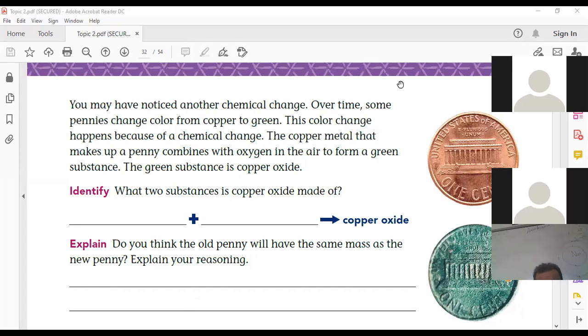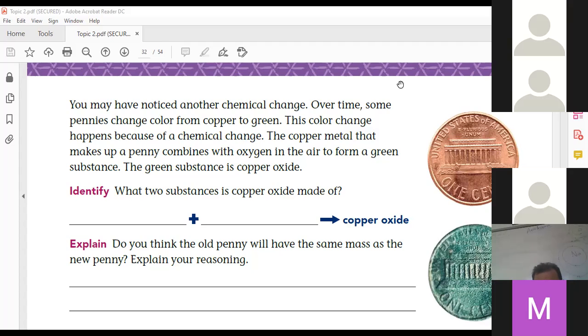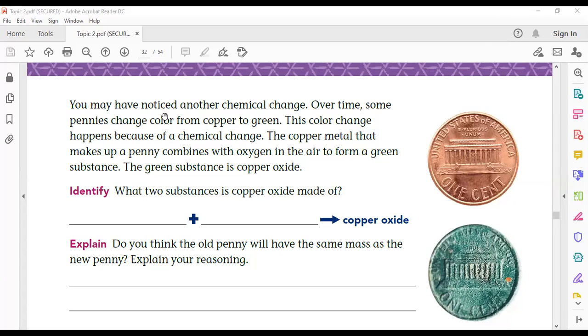Copper and oxygen. Do you agree with Sadine? Yes. The copper and oxygen. Thank you very much, all. So what two substances is copper oxide made of? The answer is copper and oxygen.